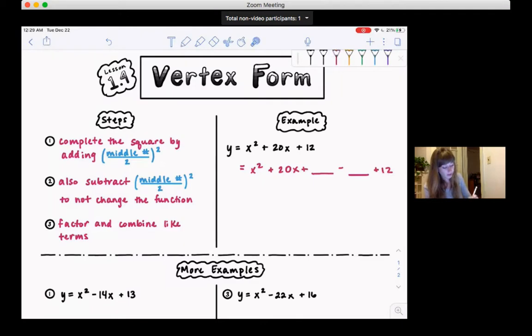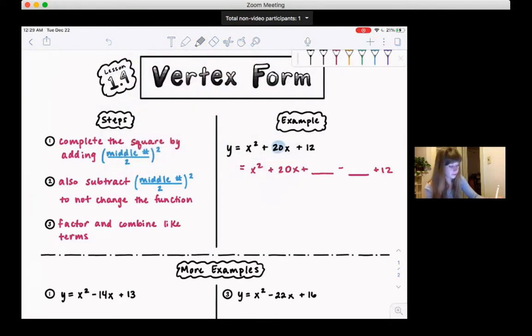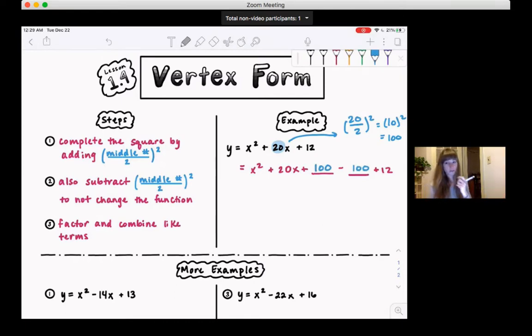The number that I add is our middle number divided by 2, squared. So I'm going to take that middle number, 20, divide it by 2, and then square it. That gives me 10 squared: 20 over 2 is 10, and 10 squared is 100. So the number that I add is 100, and I subtract that same number so I don't change the function. Okay, so the first hard part is figuring out the number that we add and subtract.